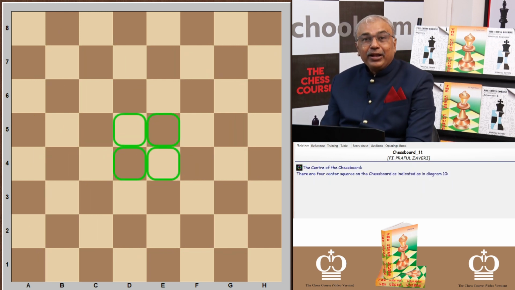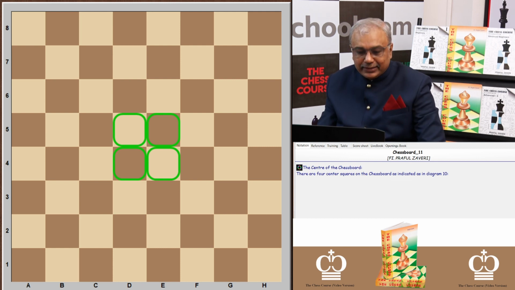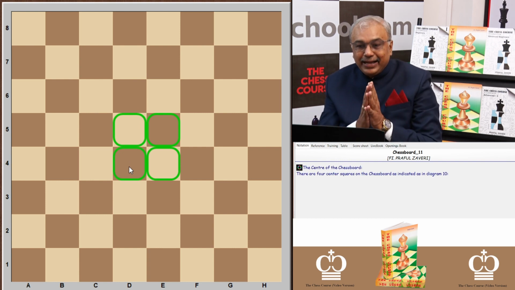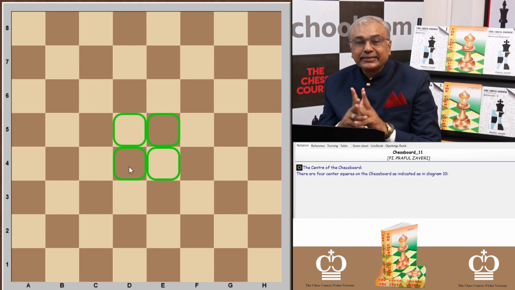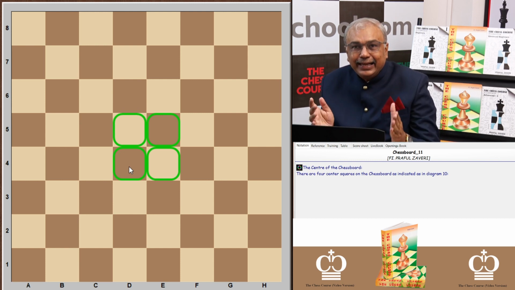And now we come to one of the most important squares on the chessboard, and it's referred to as the center of the chessboard. There are 4 squares. These are marked in green. Want to show you again. So these 4 squares which are colored in green are referred to as center squares. Why? Because they lie exactly in the middle of the board.